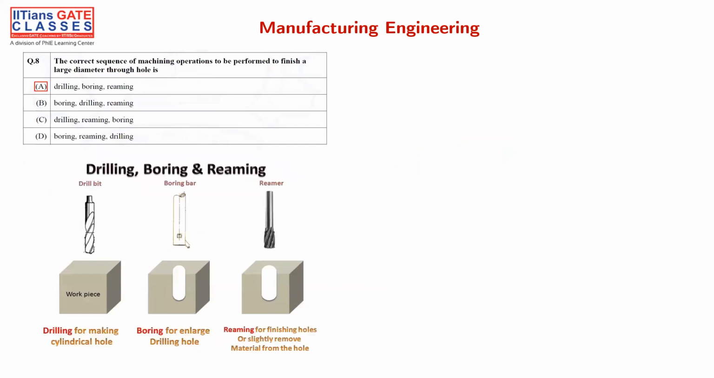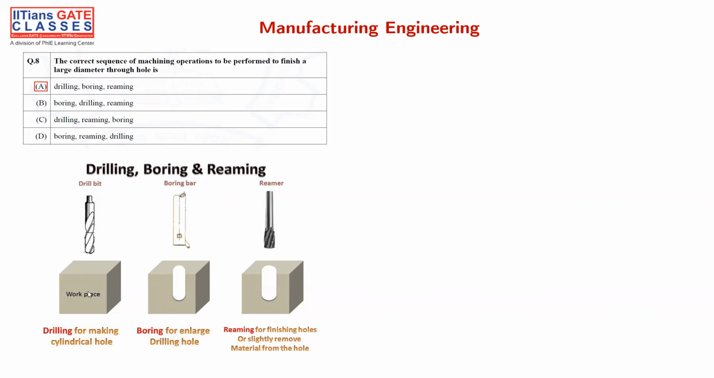The second question in manufacturing asks: the correct sequence of machining operations to be performed to finish a large diameter through hole is. What is the perfect sequence that is being asked? The answer is in the figure, and I have put the figure here.